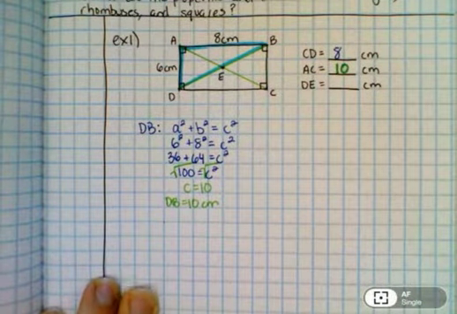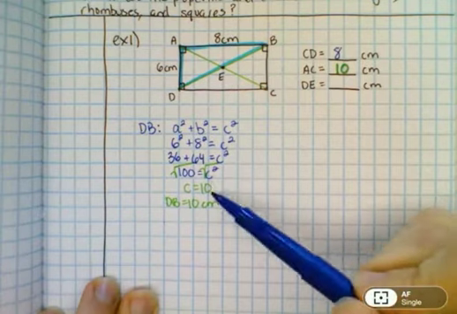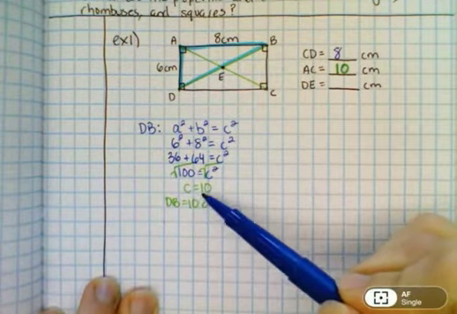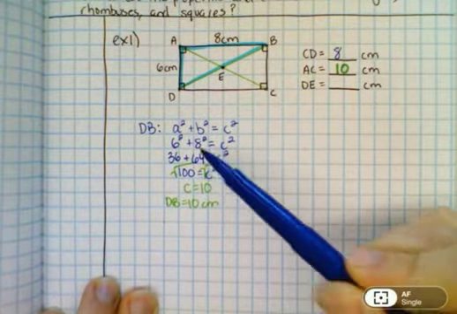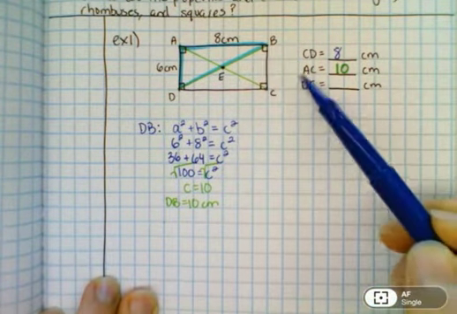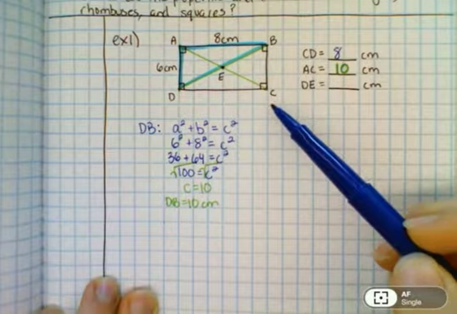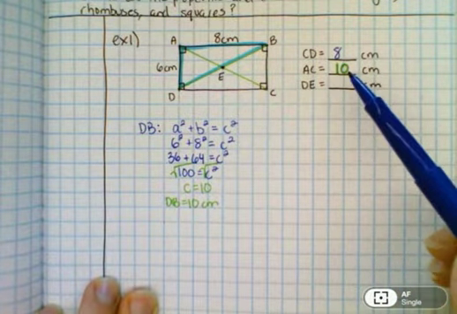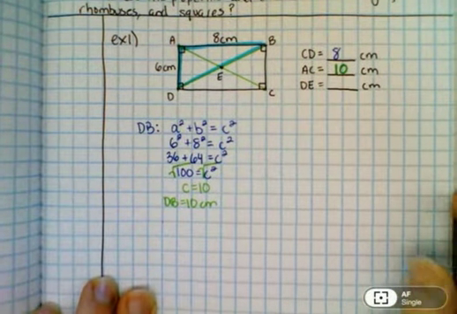So I worked out the rest of the Pythagorean theorem here, figured out that the hypotenuse of that right triangle is 10 centimeters, and so that's the length of DB. So knowing that DB is 10 centimeters, DB and AC are congruent. That's a property of rectangles, so the length of AC is 10 centimeters. So hopefully you figured that out.